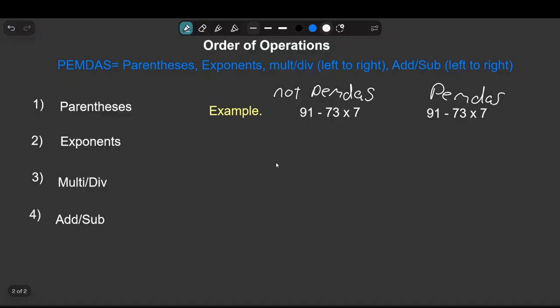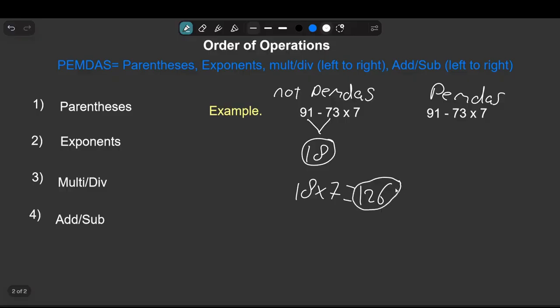For this one, if we don't use the order of operations again, we will get a completely wrong answer because we will go from left to right without following the rules or the order. So let's do this without using the order of operations. We have 91 minus 73. This will equal 18. Now with the 18, we are going to multiply it by 7. This now will equal 126 as a final answer.